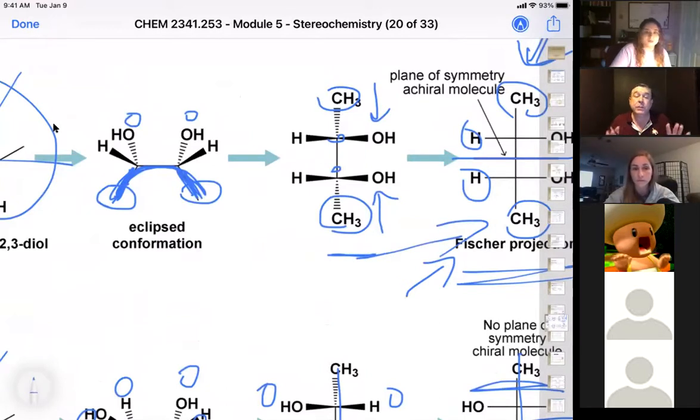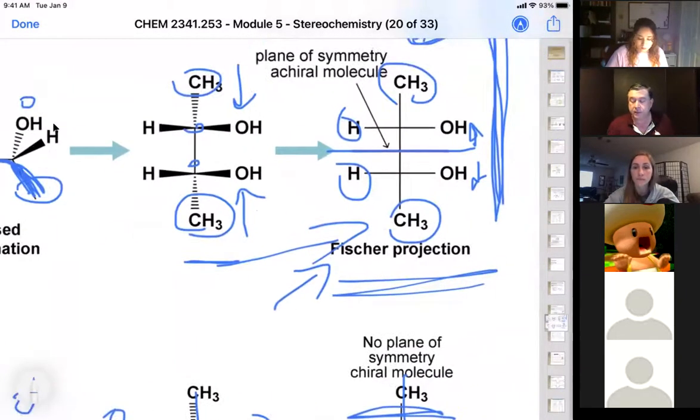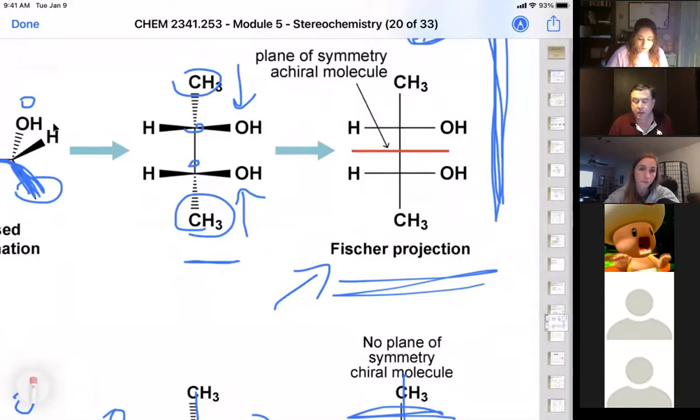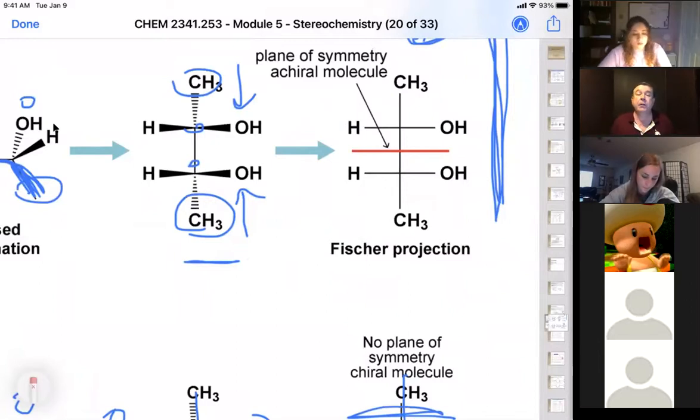Now notice, once we get to this Fischer projection, especially when we have 2 stereocenters, it becomes easy to see whether or not we have a mirror plane. In this case, when we draw a line through the middle of the molecule, the top and the bottom look the same. When we see that happen, that's our mirror symmetry. That makes this an achiral molecule. It has 2 stereocenters, but it is an achiral molecule and does not rotate light.